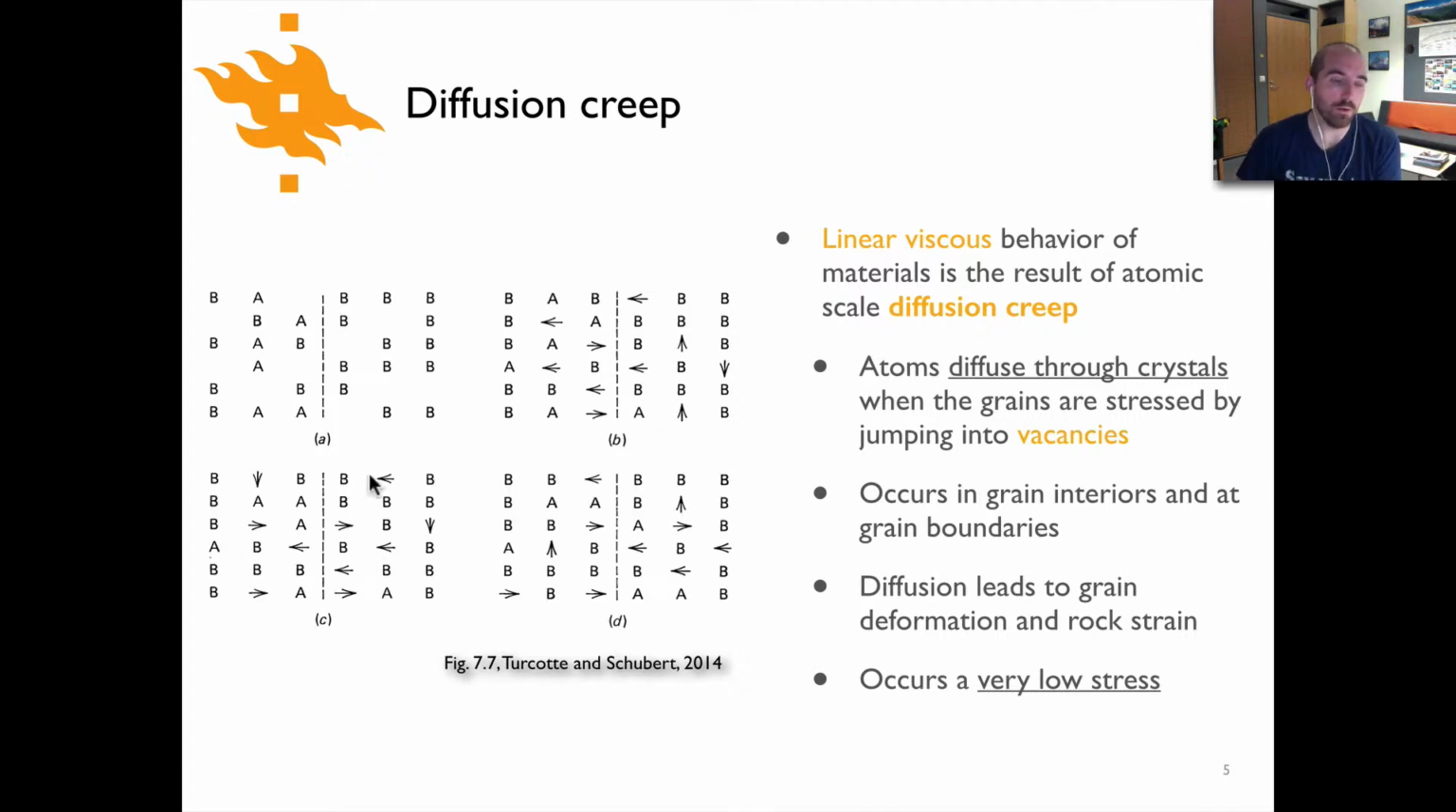Now, if you continue on doing this, in C and D, two times later, what you'll ultimately end up with is basically a homogeneous distribution of atoms A and B on both sides of this dashed line. And this is basically how diffusion creep would work within a crystal. You could just replace atoms A and B with whatever elements the crystal is composed of.